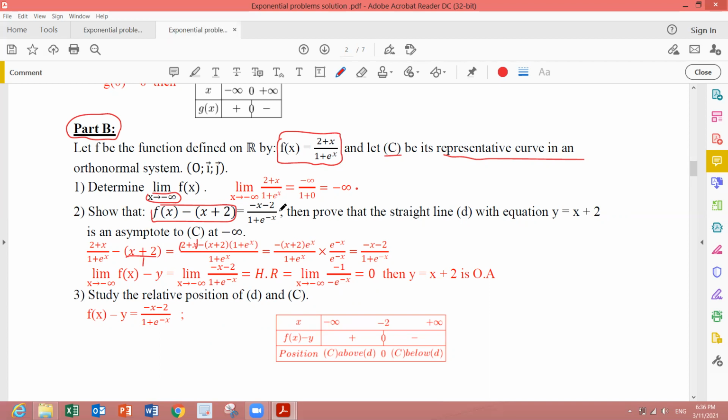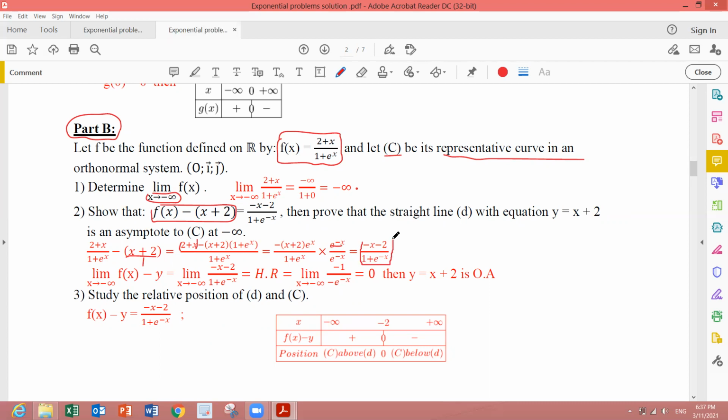It is minus (x plus 2) over e to the minus x. I put this e to the x in the denominator, it becomes e to the minus x. This e to the x, I put it down, it becomes e to the minus x. Then it becomes minus x minus 2 over 1. e to the minus x times 1 is e to the minus x. e to the x times e to the minus x is e to the 0, which is 1.